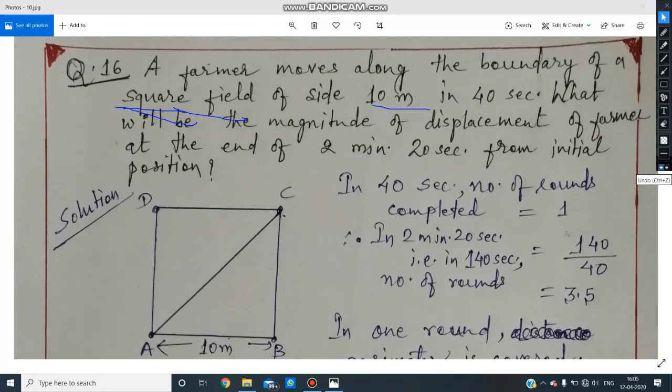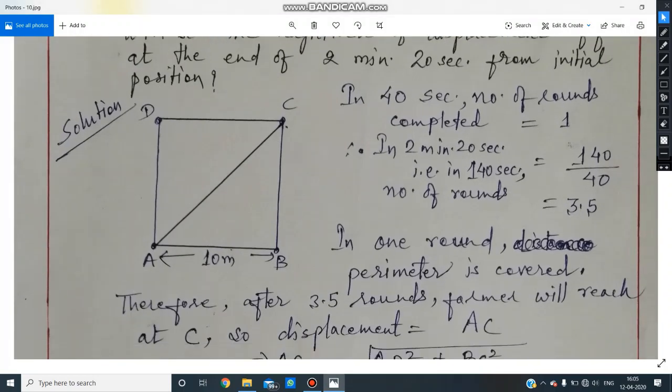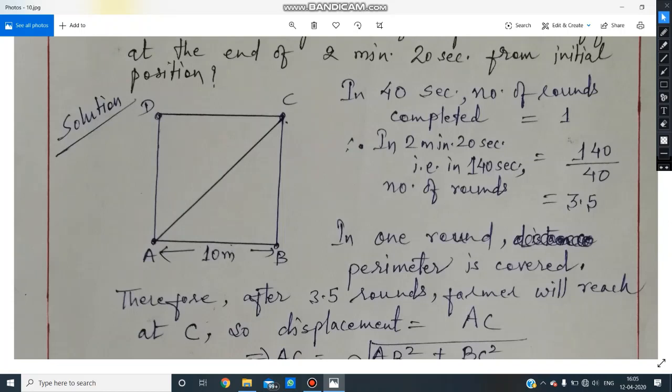Now here we have to focus on the data which are of use, but before that let's focus on the diagrammatic view of the field. Say this is the field labeled as A, B, C, D. Let us consider that the farmer is starting from point A. Now, as mentioned in the question, the farmer is taking 40 seconds to complete one round.